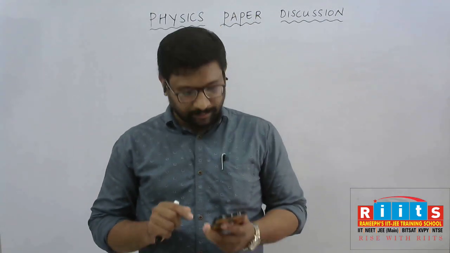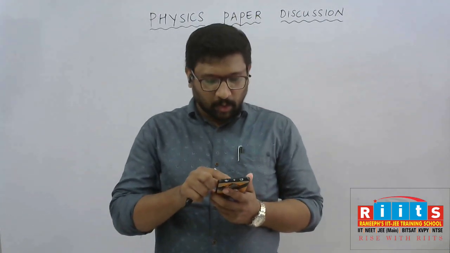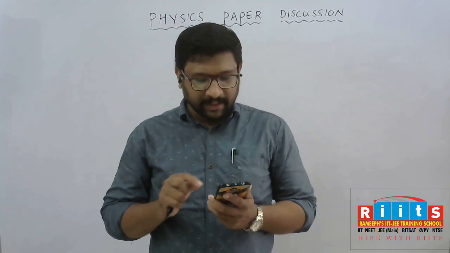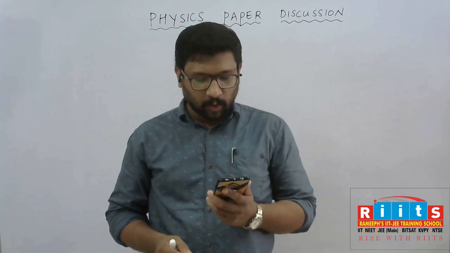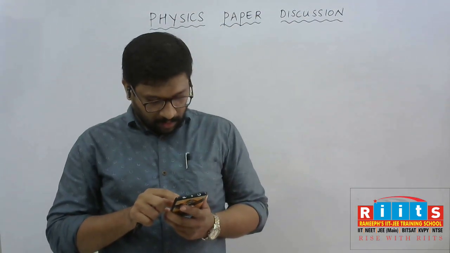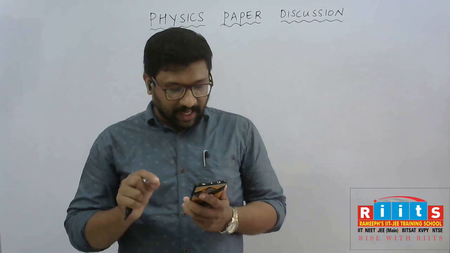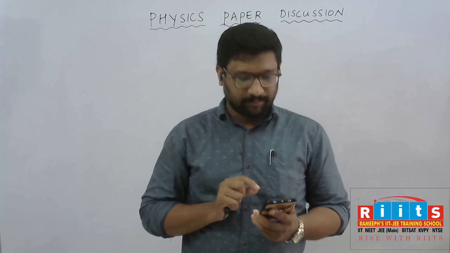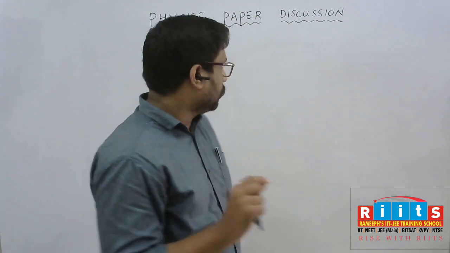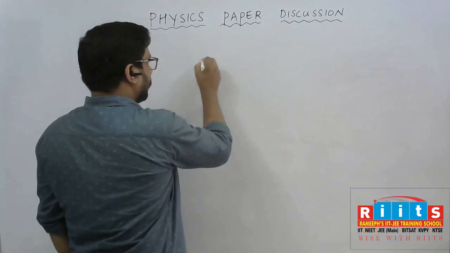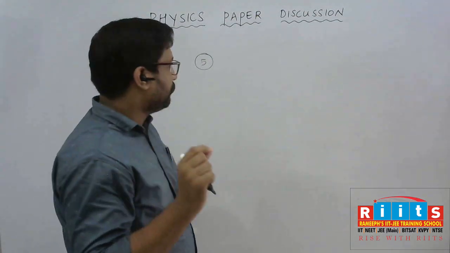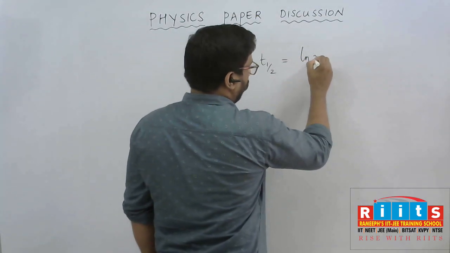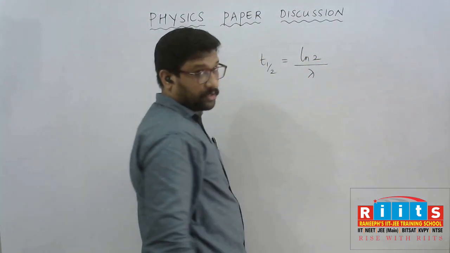Question number 5. The half-life period of a radioactive element X is the same as the mean lifetime of another radioactive element Y. Initially, they have the same number of atoms. Then you have to select the correct option from the given ones. So we have to know the idea of 2 data. One is the half-life period. For a radioactive element, the half-life period is ln 2 divided by the decay constant.